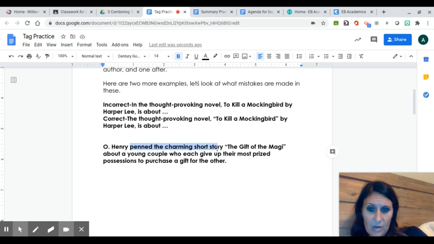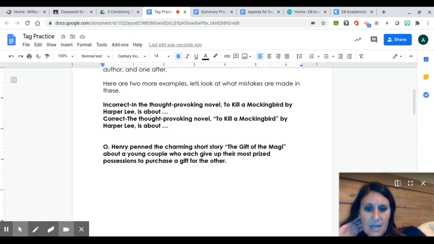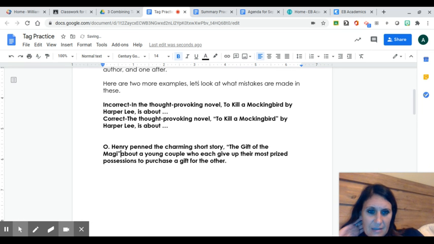Penned the charming story. The only thing that I see in this one is they forgot a comma before and after the gift of the Magi. All right. Other than that, this looks correct. So I want you to get on this when you're finished and correct these for me. Okay.